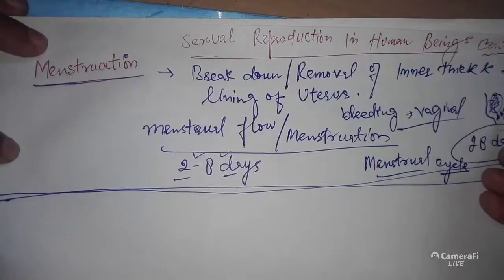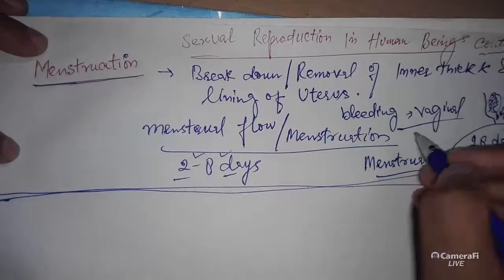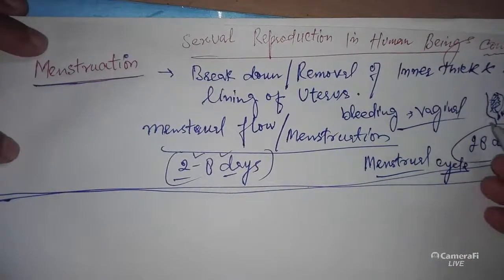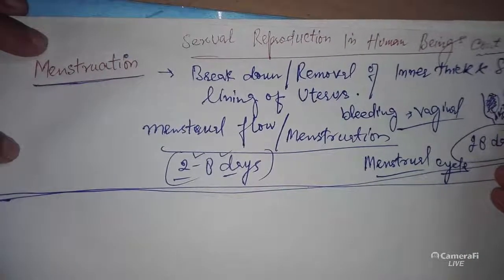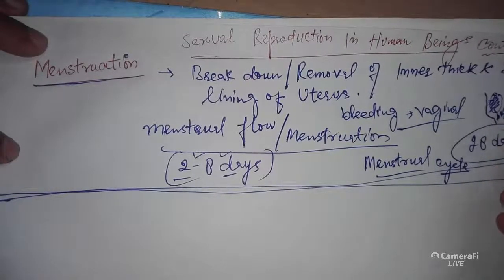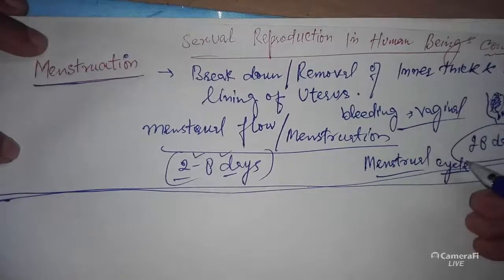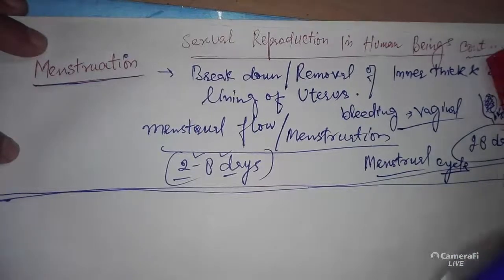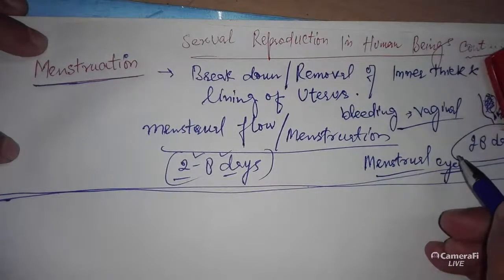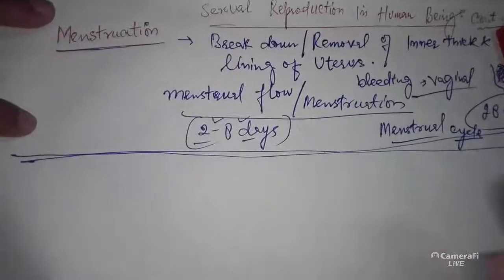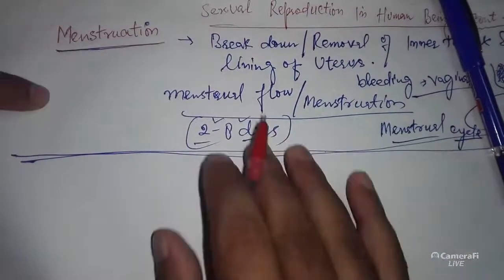The menstrual flow lasts for 2 to 8 days, and then the wall is renewed again. After another 28 days it will happen again. This full process is called the menstrual cycle. The menstrual cycle gives us information about the time period for the removal, the flow and the renewal of the uterus wall. Let us see something important, that is reproductive health.